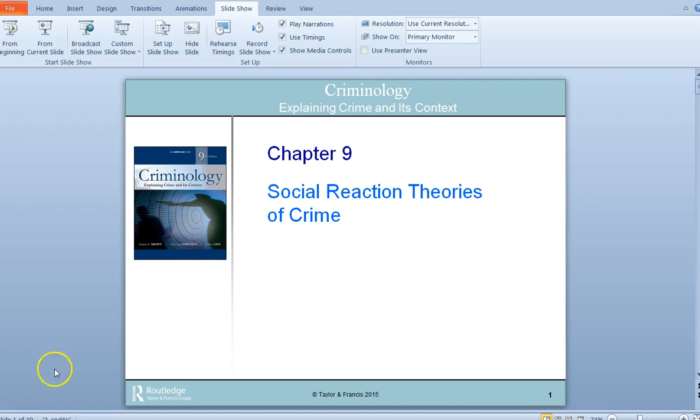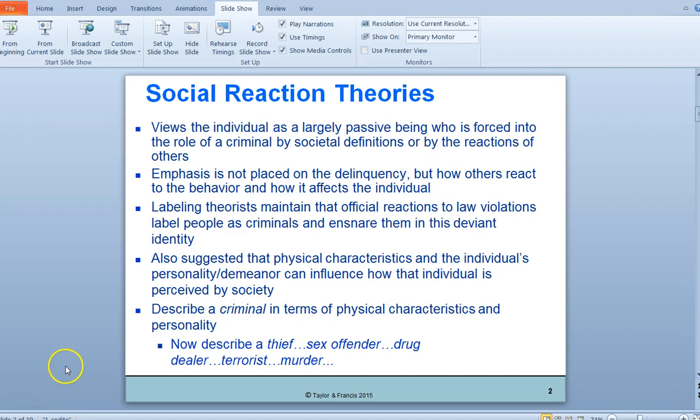We're moving now to the social reaction theories of crime, which are also labeled as labeling theory. These theories refer to a range of formal and informal ways of social control towards crime. In these theories, the emphasis is no longer placed on delinquency, but on the reaction to the behavior of the individual and how it affects the individual.